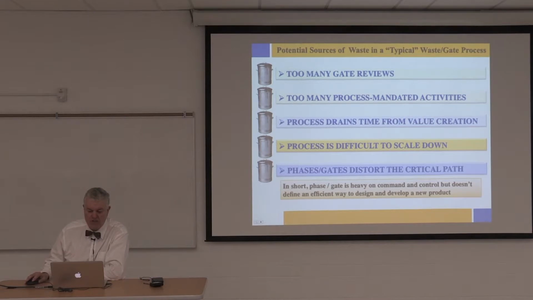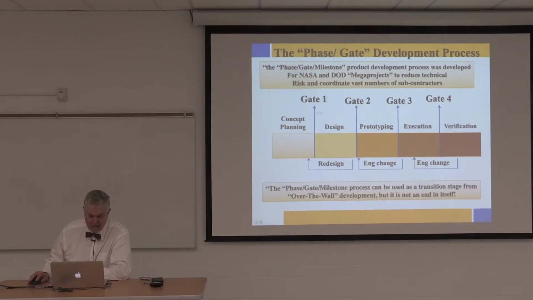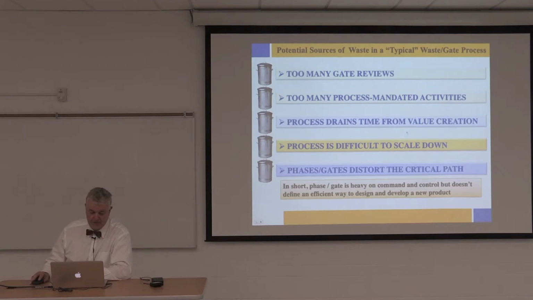Now, potential sources of waste in the typical gate process: too many of them. Too many of these reviews, too many gates, like you may have 15 of them when maybe 6 could do. Too many process-mandated activities. You can get analysis paralysis with your business processes, and we'll see this in the Toyota example I'm going to show in a few minutes.